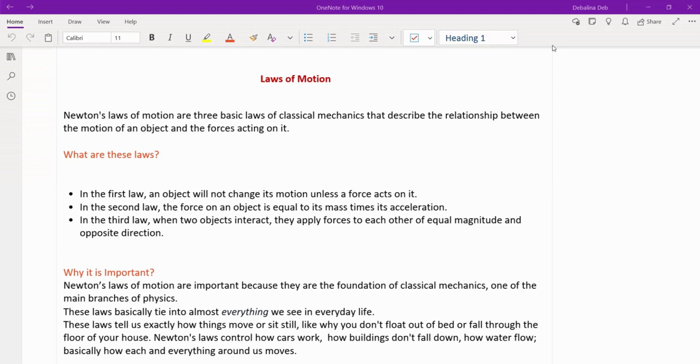In the second law, we will discuss that the force acting on a body is nothing but equal to mass into acceleration. That means we can write it down like that, that force is nothing but mass into acceleration.